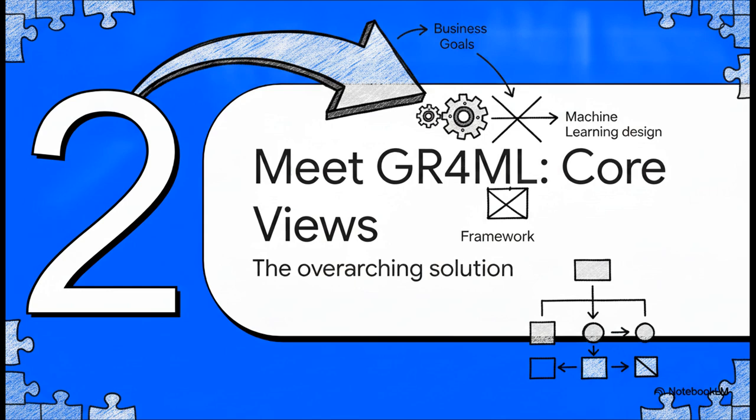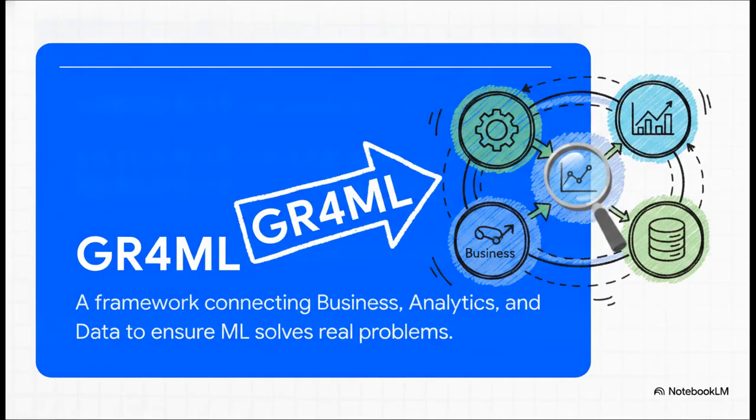Section 2. Meet GR4ML. 3 core views. Enter our overarching solution to this massive headache, GR4ML, which stands for Goal-Oriented Requirements Engineering for Machine Learning. It exists entirely to ensure your ML solutions actually solve tangible business problems. Think of it as a bridge, a conceptual modeling framework that firmly connects the business, the analytics, and the data, making sure everyone is speaking the exact same language right from day one.